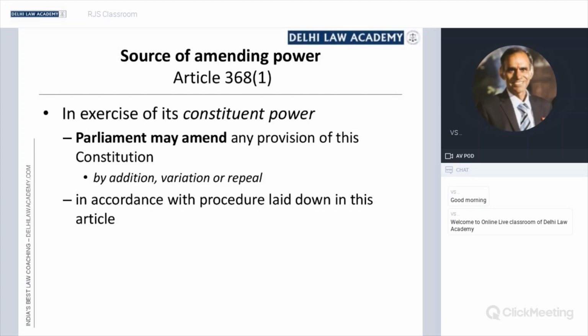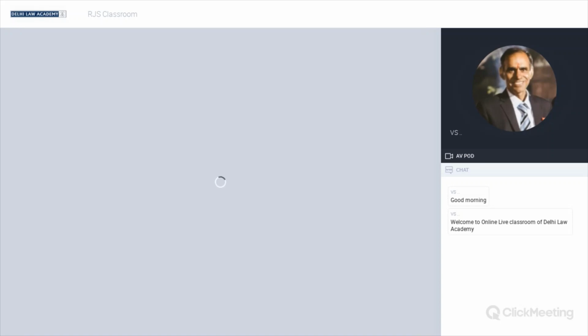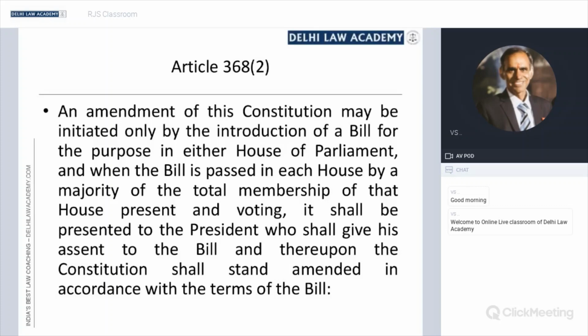And then it says any provision of this Constitution. So it's clear from this provision that there is no limitation. Any provision of the Constitution, any and every, can be amended. So from here we find that Parliament is the sole authority as far as amendment of the Constitution is concerned. But then it says that it has to be done in accordance with the procedure. So where is the procedure? Procedure for amendment. It is in fact given in Article 368 Clause 2.